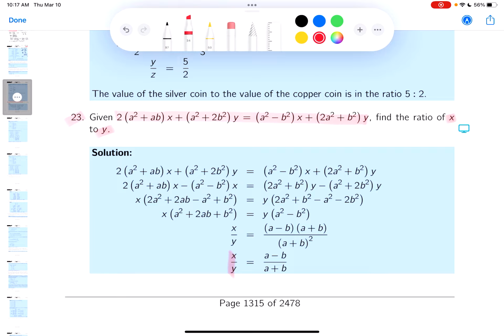So one thing I'll do is just write it down, and then get the x on one side, y's on the other. So I wrote it down. The next thing I did was I subtracted the quantity a squared minus b squared times x from both sides, and I got this. And I subtracted the quantity a squared plus 2b squared y from both sides. So I get this over here.